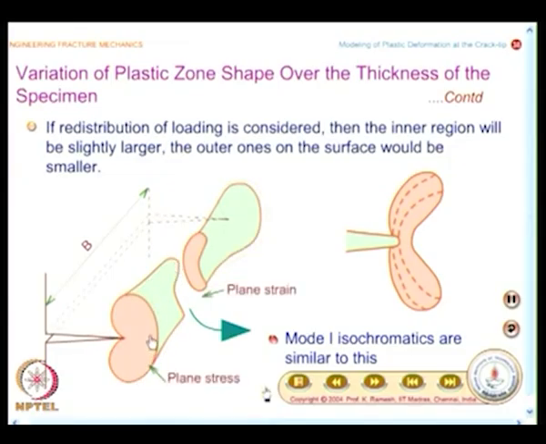So, drawing it on your notes may be quite difficult, because the variation may not be easy for you to show, but nevertheless you have seen how this changes when you have redistribution. So, we have seen over the thickness of the specimen how the plastic zone changes. Now, we will have to see when the crack propagates, how does the plastic zone change? That is also something people have studied.